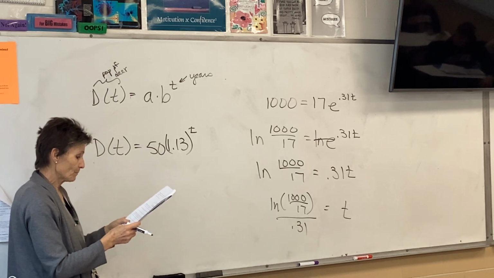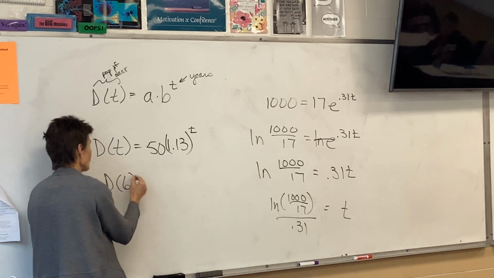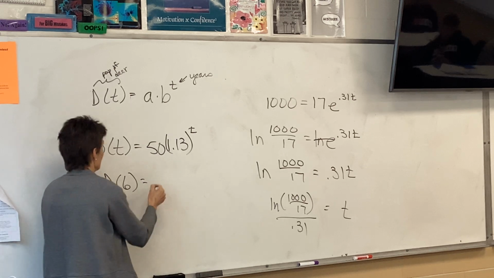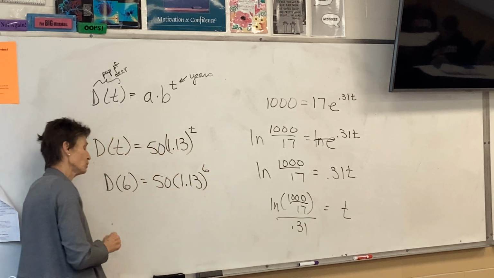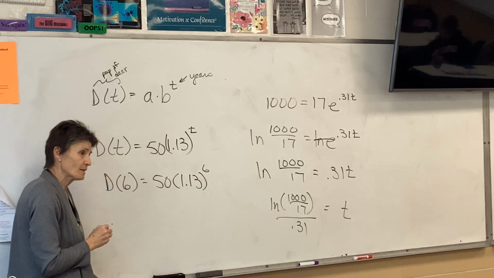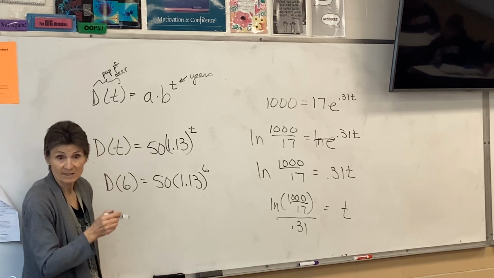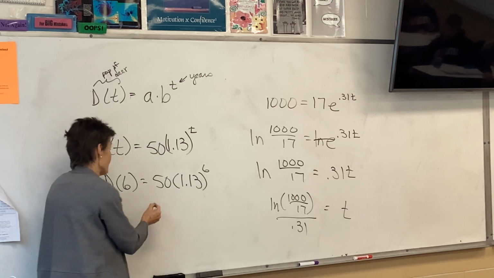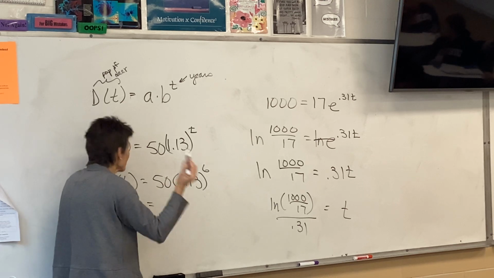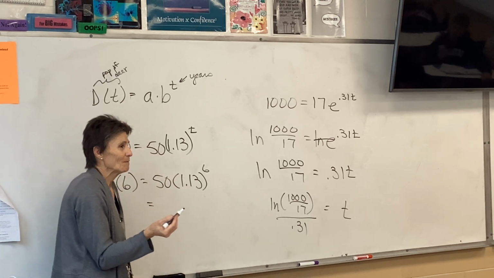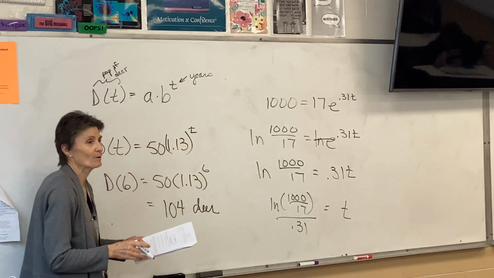According to the model, what is the population after 6 years? So in other words, what's D of 6? Type this into your calculator. It is deer, so let's agree to round off to the nearest deer. Which one is it? 104. Can we agree on that?